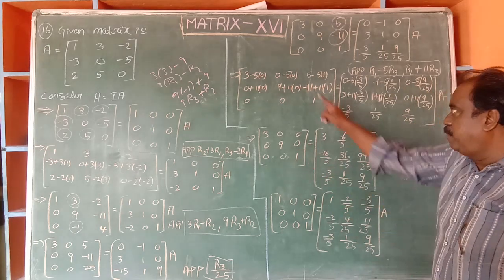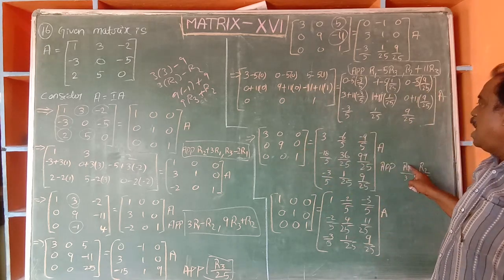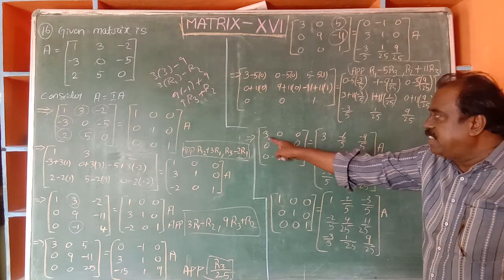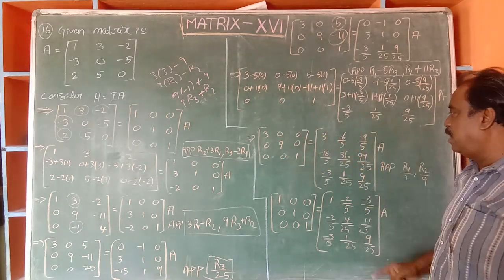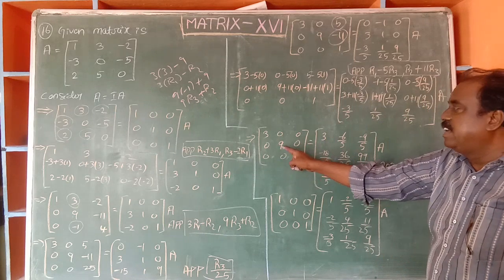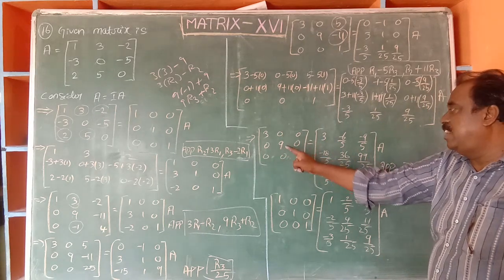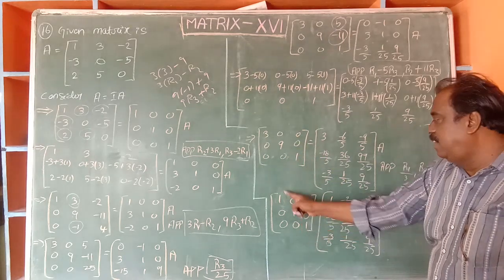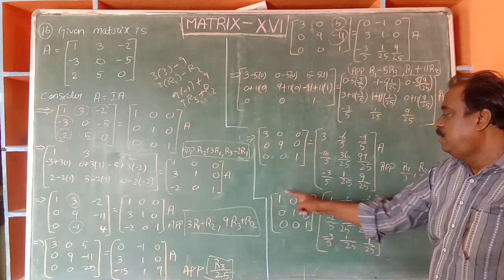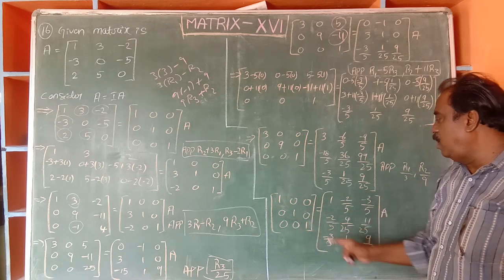Now, by simplification, R1 by 3, simply, 3, 0, 0 is there. R1 by 3, we get 1. And R2 by 9, 0, 9, 0 is there. 9 by 9, we will get 1. So, very simply, it will become an identity matrix. 1, 0, 0, 0, 1, 0, 0, 0, 1.